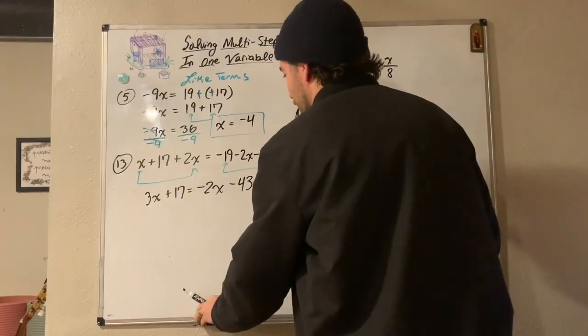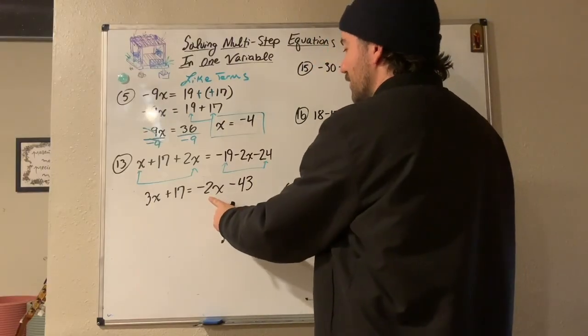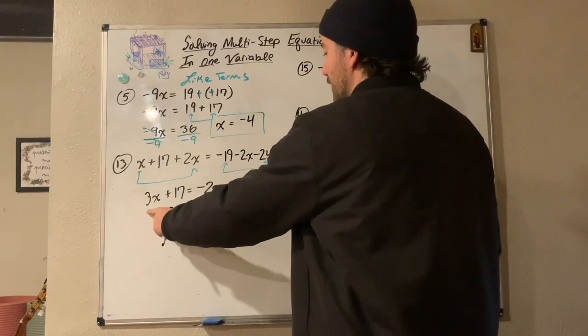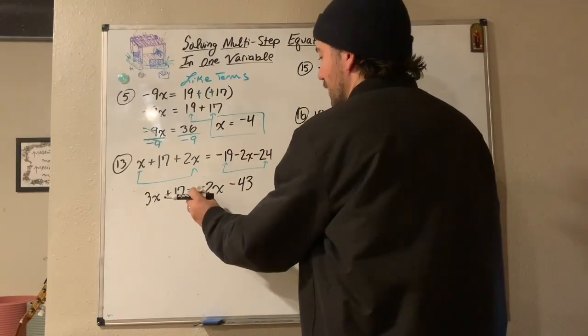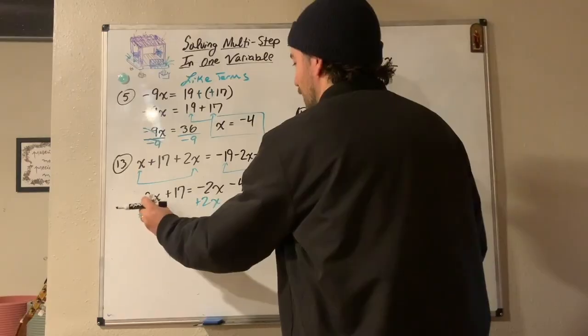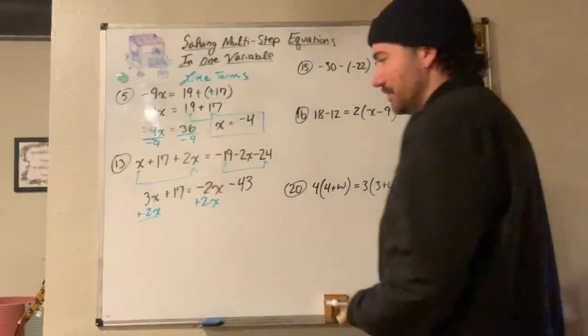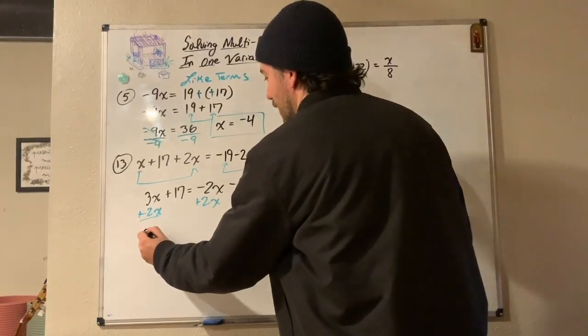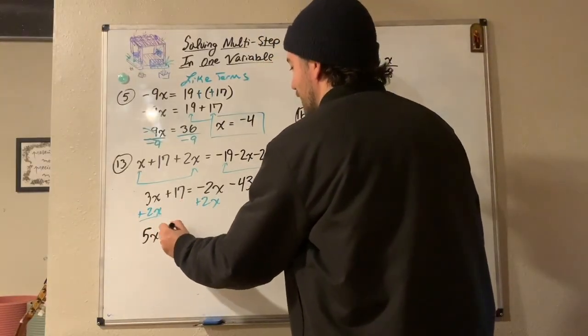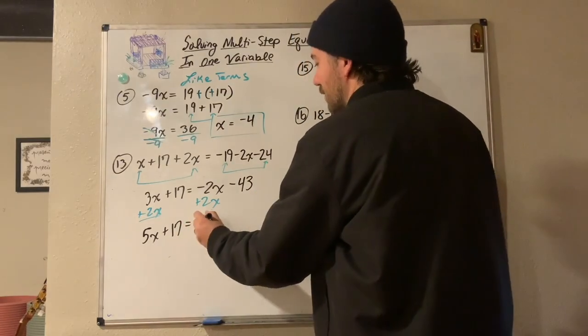So let's just work on collecting all of our x's. I have this minus 2x here. Let's move it over to the left side. So I can imagine adding 2x or moving it over with the opposite operation. So 3x plus 2x will get 5x on the left side, and we still have this plus 17. So we'll bring that down. And then I have this minus 43 on the right side.